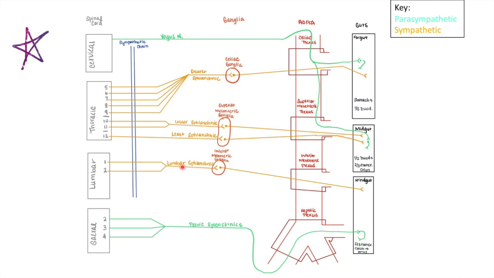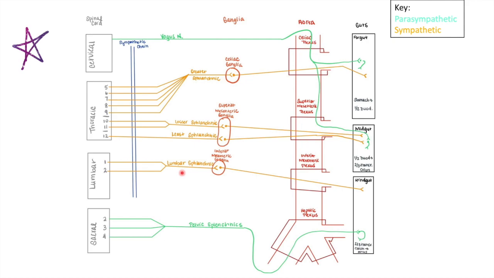All of these are splanchnics, but it's important to remember that the pelvic splanchnic is not sympathetic, but it's parasympathetic. Remember, our parasympathetic nervous system is our rest and digest, although our sympathetics are our fight or flight. The greater splanchnic synapses at the celiac ganglia. The lesser and least, they're going to synapse together at the superior mesenteric ganglia. And the lumbar splanchnic is going to synapse at the inferior mesenteric ganglia.